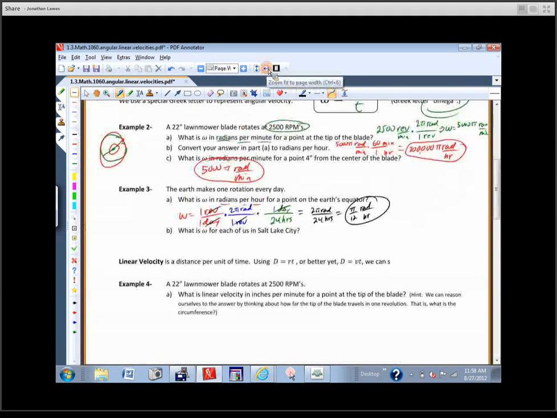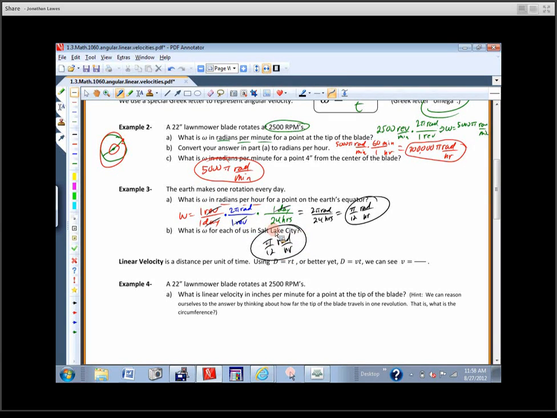Next question, what is omega for us here in Salt Lake City? How fast are we spinning? Exactly the same. We're on the Earth, right? It doesn't matter where you are on the Earth. Some of us are. David, maybe not so much. Okay? So it's also pi twelfths radians per hour.